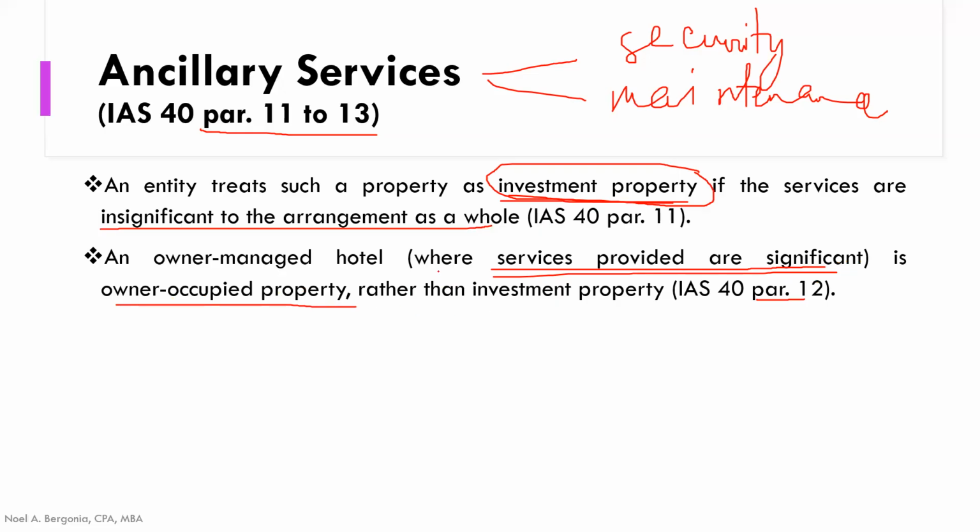So parang kabaliktaran siya ng first bullet under paragraph 11 na kapag mas significant yung services na pinoprovide natin such as the owner-managed hotel, this will be classified as owner-occupied or PPE siya. Sir, bakit PPE? Kasi 'di ba sa hotel parang lumalabas na ang major business nila is providing services, no, to their clients. Okay, which it is, kung isipin natin, yung property na iyon is held for use in the production of services by the hotel. Okay, so that's why we can treat that as property, plant, and equipment. Okay, so I hope that that is clear. Okay, so that's all about ancillary services.